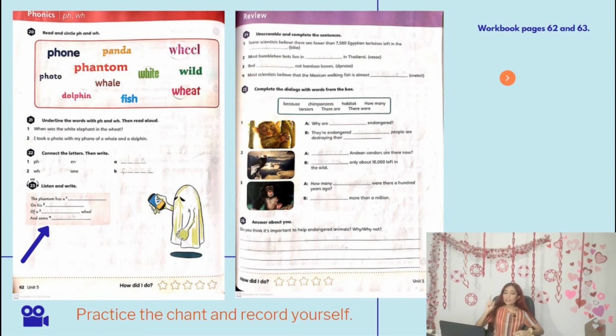That's it for today, kids. Don't forget to send your video reading the chant from activity 23 and also your pictures from the 2 pages that we did today, 62 and 63 from the workbook.